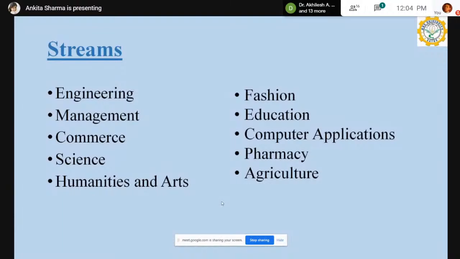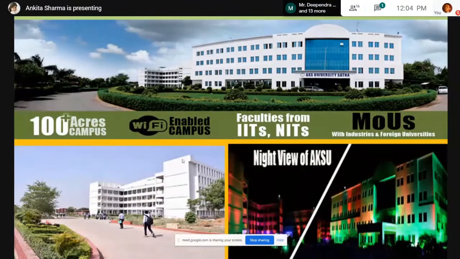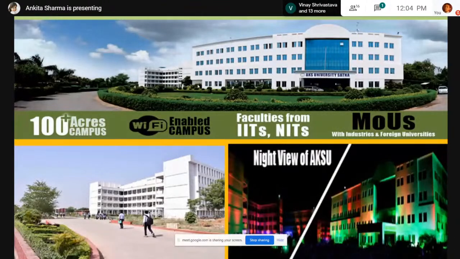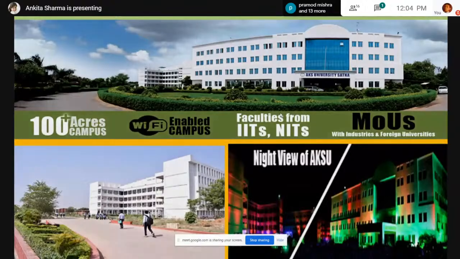These are the different streams in AKS University: engineering, management, commerce, science, humanities, arts, fashion, education, computer application, pharmacy, and agriculture. And this is the beautiful campus of our university. It is a 100 plus acres campus, Wi-Fi enabled. We have faculties from IITs and NITs, and we have MOUs with different industries and foreign universities. And in the last picture, you can clearly view how beautiful AKS University looks during night.